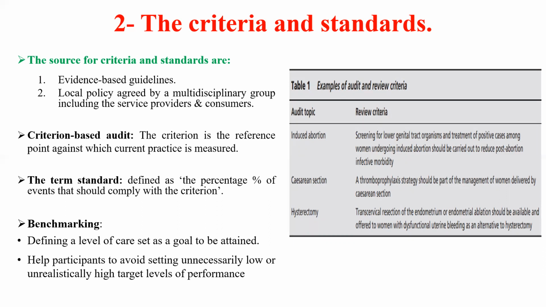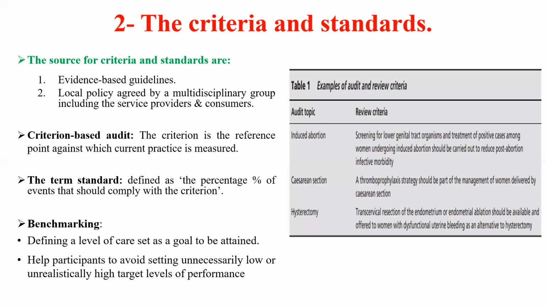What is the difference between criteria and the standard? The standard means a percentage, the percentage of events that should comply with the criteria. So if we go back to the same example, the criteria here is that thromboprophylaxis strategy will be a part of the management of women delivered by cesarean section. So what is the standard here? The standard is the percentage of women who received the thromboprophylaxis after cesarean section. So the criteria is the reference point, while the standard is the percentage of those who comply with the criteria.